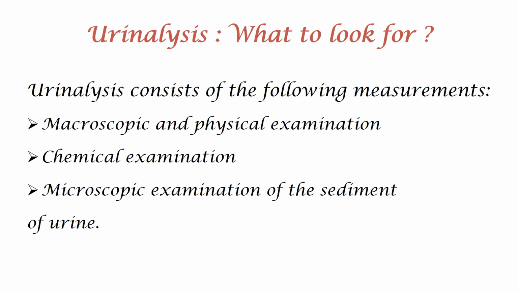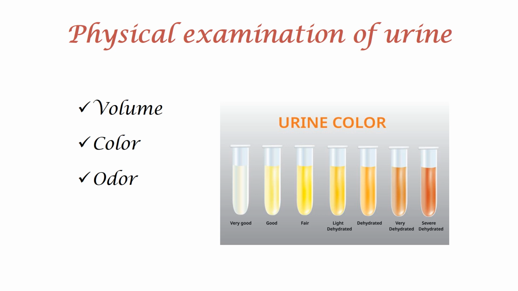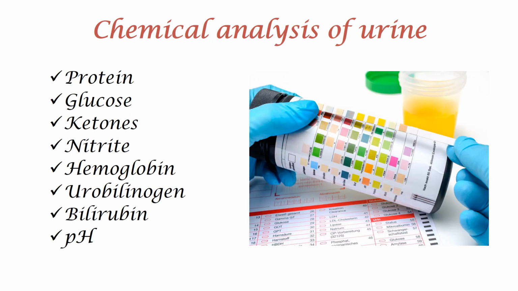What to look for in urine analysis? Urine analysis consists of the following measurements: macroscopic and physical examination, chemical examination, and microscopic examination of the sediment of urine. Physical examination of urine includes volume of urine, color of urine, and odor. Chemical analysis of urine includes the identification of protein, glucose, ketones, blood cells, pH, bilirubin, urobilinogen, ketone bodies, nitrites, and leukocyte esterases.